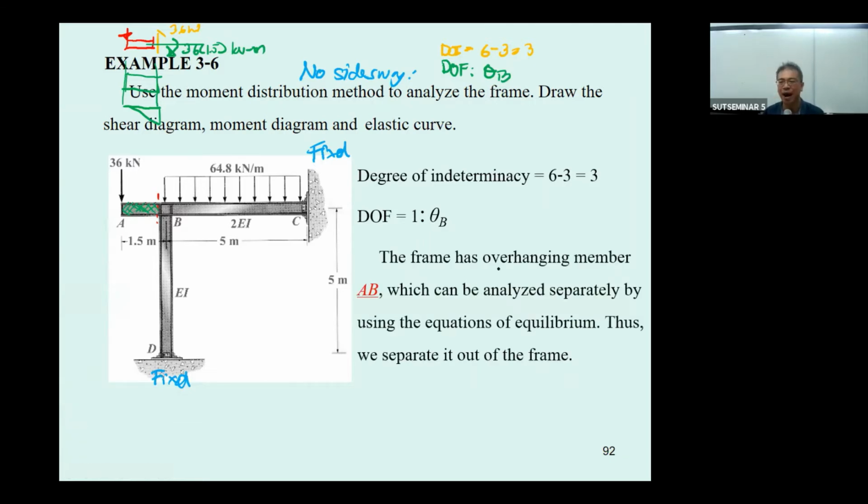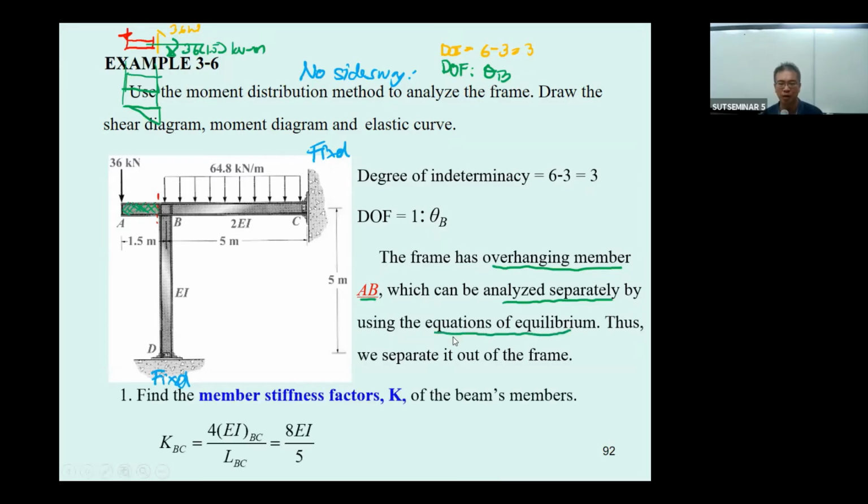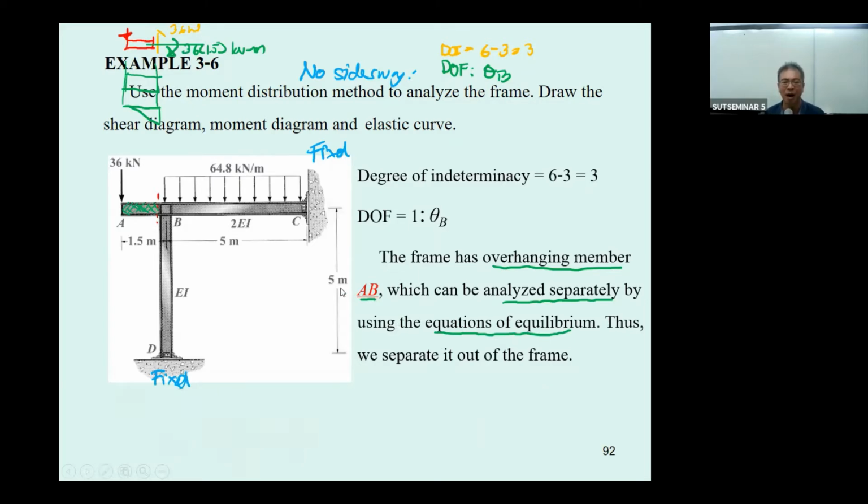Again, the frame has an overhanging member AB, and you can analyze this portion separately by using the free body diagram and equation of equilibrium. So we will simplify this one by using a proper one. Again, this one is very close to what we have in the beam. Are we going to use the same method to analyze it? No.